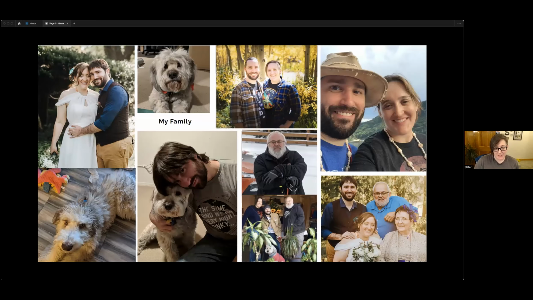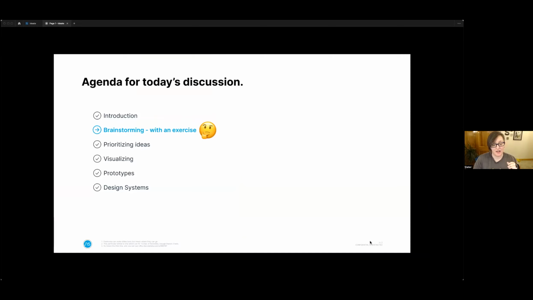This is my family, my partner, Josh, my dog, Ginger, and my dog, Tally. You'll see I have an injury. Tally, this one here in the bottom left, is the reason I have a broken finger. And then this is my dad and my mom. We all live in Colorado.